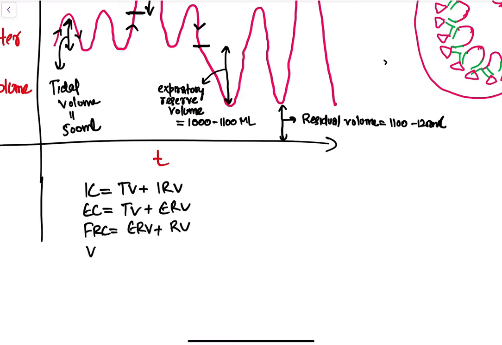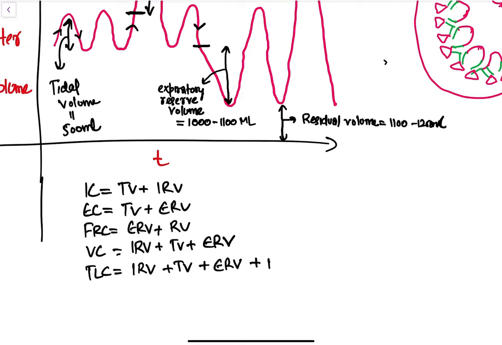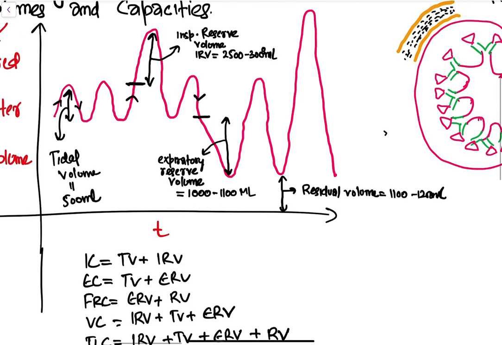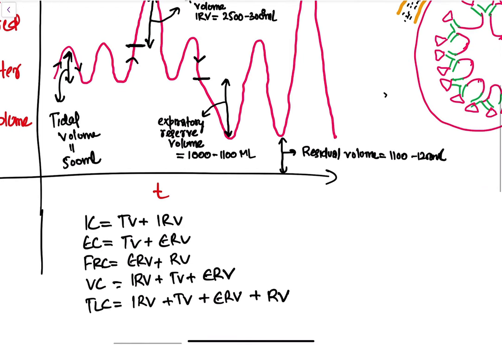Then we have vital capacity, which is equal to inspiratory reserve volume, tidal volume and expiratory reserve volume. And we have the total lung capacity, which is the sum of all volumes: inspiratory reserve volume, tidal volume, expiratory reserve volume and residual volume. These are our capacities. We can easily understand these capacities as well if we look at the graph carefully.